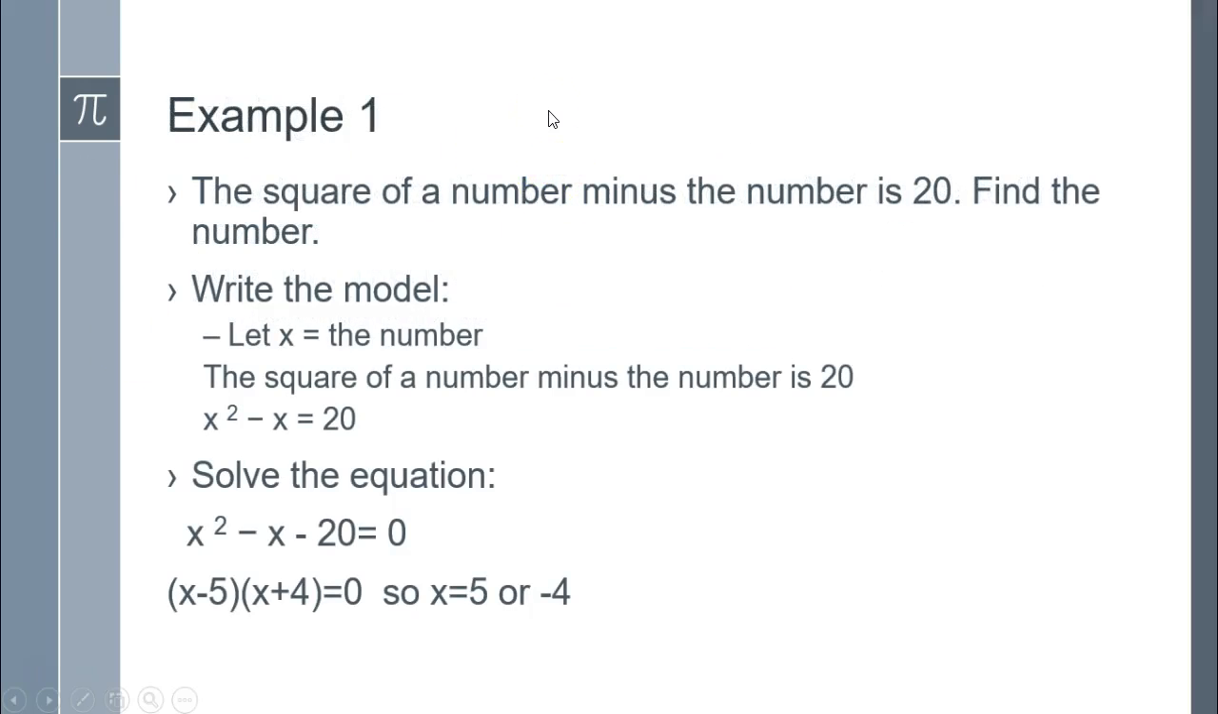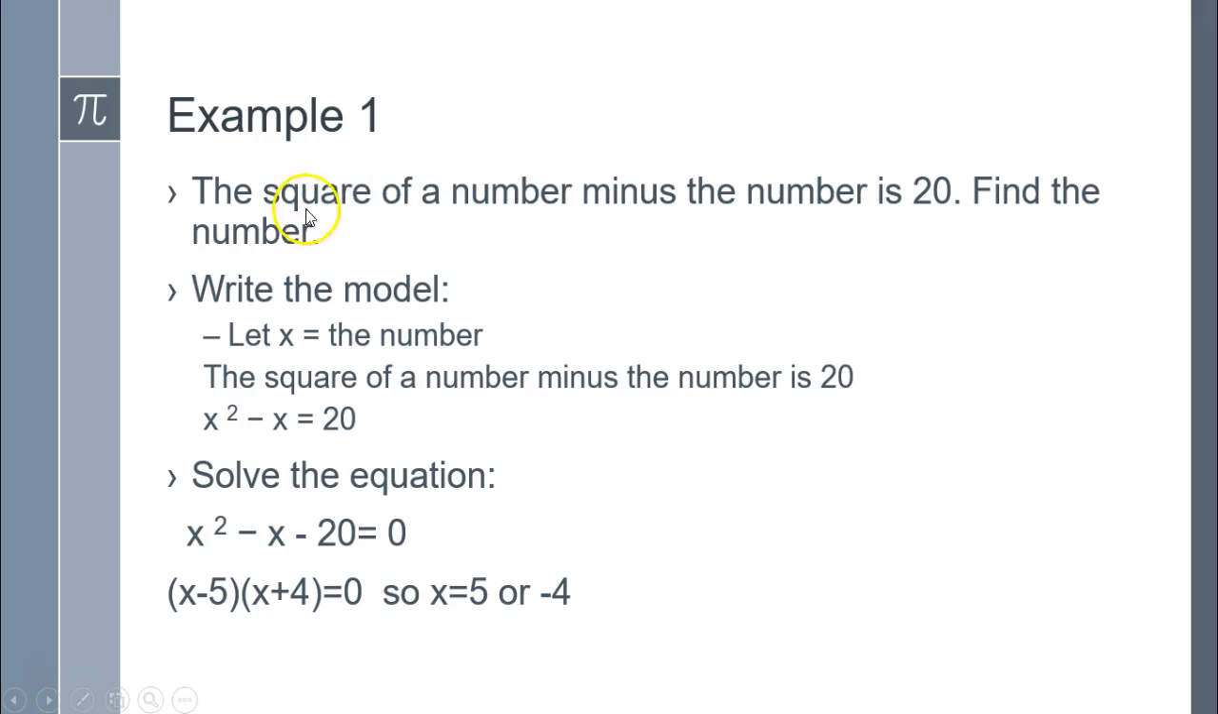So we're going to look at two classic types of application problems in this video. One is what I call a number problem. You're given a statement about some numbers or a number in this case, and asked to find what the number is. So the square of a number minus the number is 20. Find the number. So you don't have to keep writing the words the number again, we're going to let x represent whatever this number is. And it's helpful to write that down. Let x be the number. Let x equal the number.